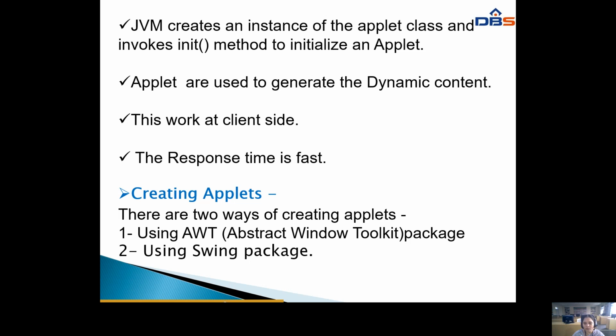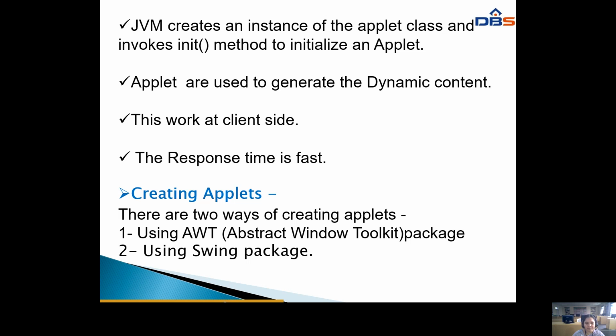There are two ways to create applets. What is the first one? Using the AWT package. What is the abbreviation for AWT? Abstract Window Toolkit. So with the help of AWT packages, we will create or implement applets.